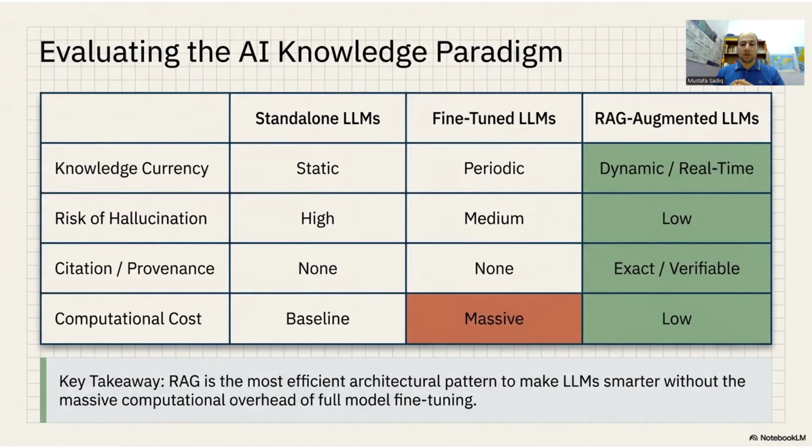For the computational cost, it is also low because we use these open source models or the available models, and we just allow them to access the external database or data vectors that we will talk about shortly. So we can see that retrieval augmented generation is the most efficient architectural paradigm that makes large language models smarter without massive computational overhead of the full model fine-tuning.